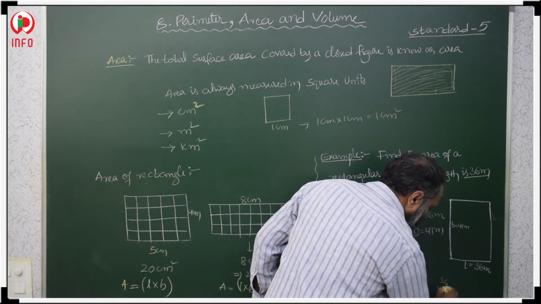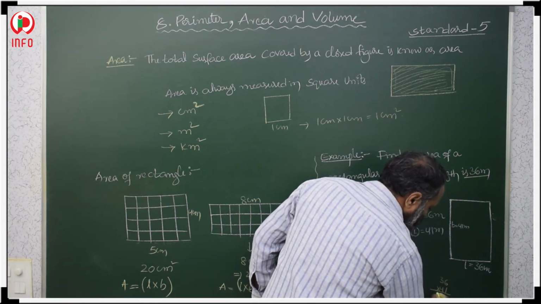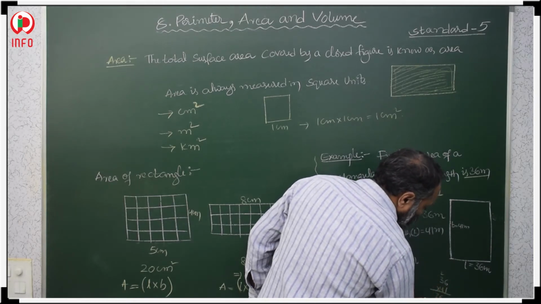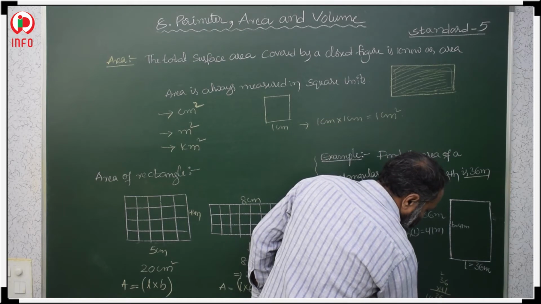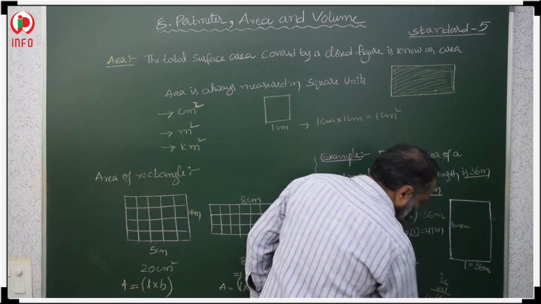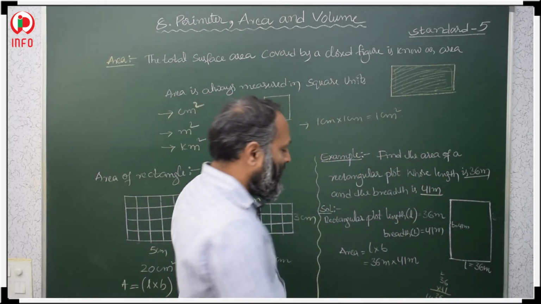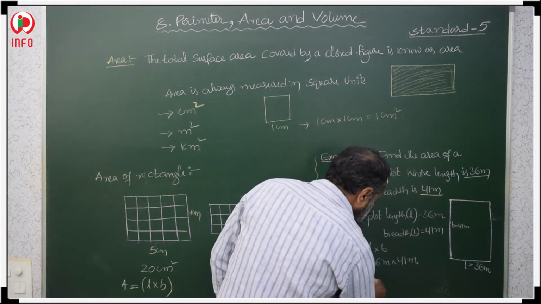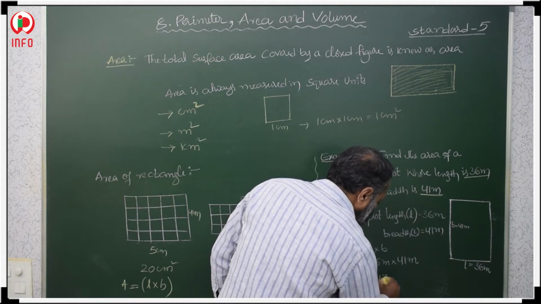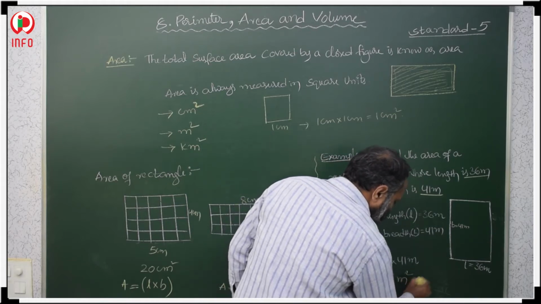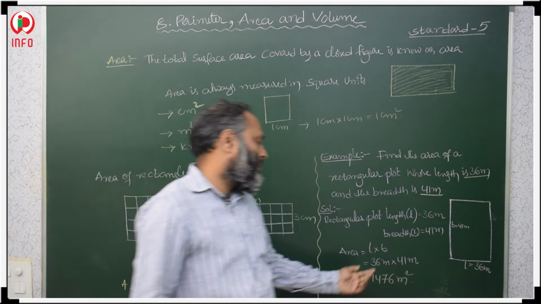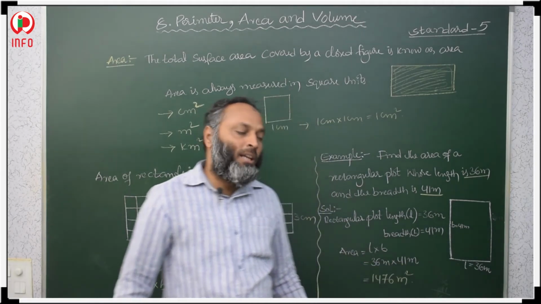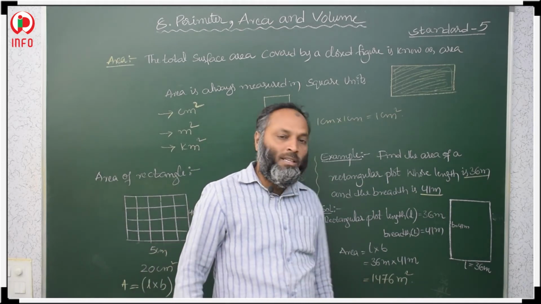36 with 41. Then 6 ones are 6, 6 fours are 24, 3 fours are 12, plus 2 is 14. So 1476. Just you multiply and write. So this multiplication gives 1476 meters square. You do the multiplication in your rough column. You multiply 36 with 41, then you will get your answer, 1476 meters square.